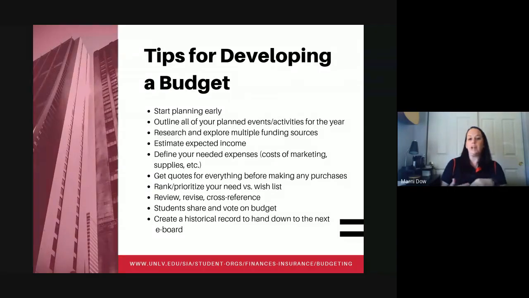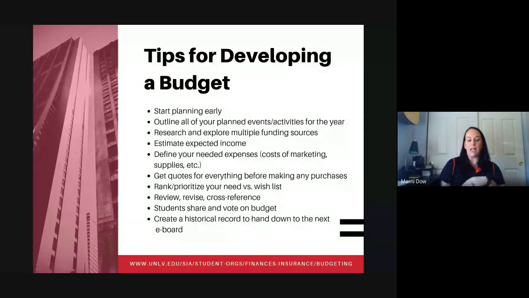And help them rank what they need versus what they want. These are the things we absolutely have to purchase this year, and these are the things we would like to get if we have the money. Those should be at the bottom of the list, and helping them develop that list can be a place for you as an advisor. We want to make sure they're reviewing, revising, and cross-referencing that budget, particularly as it relates back to their off-campus account.